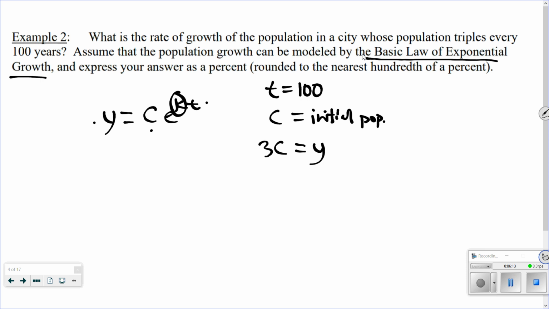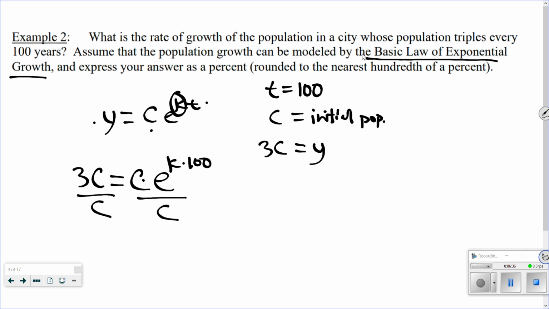Okay, so let's plug all that in there and see if we can solve for K. So I know that Y, the population has to triple, so it'd be 3 times C. C is the original population. E to the K, and it's after 100 years, so that'd have to be 100 up there. So now we have to solve for K. Well, K is up in the power, so we've got to get it down, but first let's get rid of the C. And this works out kind of nice. If I divide C on both sides, I end up with 3. So now the C's gone.